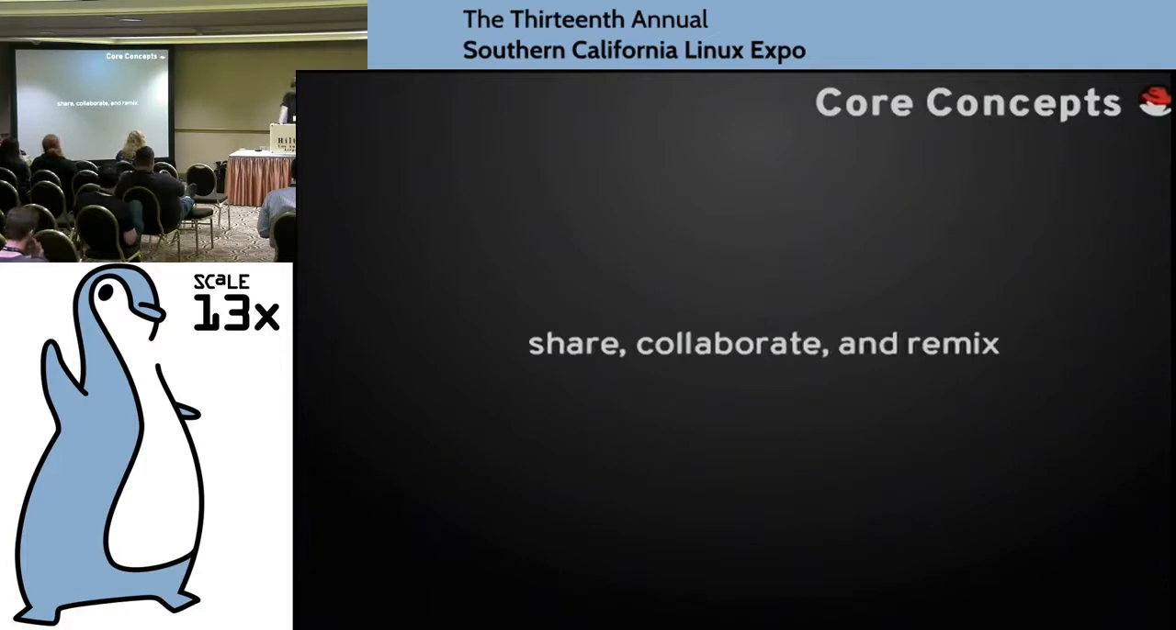But distilled down to a simple set of buzzwords, the core concepts are share, collaborate, and remix.